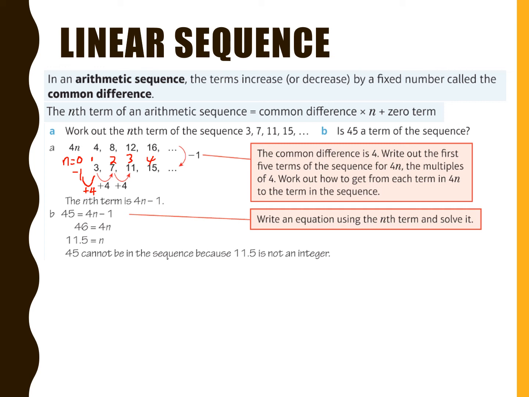Again, look, this is a linear sequence, but we're trying to solve an equation here. So plus 1, you get 46 equals 4n. Divide by 4, you get n equals 11.5. Well, 45 cannot be in the sequence because 11.5 is not an integer. Look, n has to be a number 1, 2, 3, 4, 5. You can't have 11.5. It's either going to be 11 and then 12, and then it goes on like that.